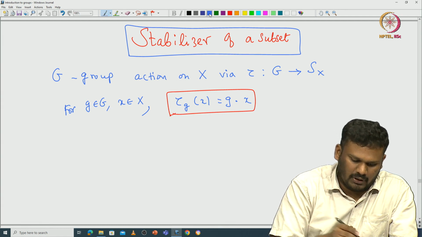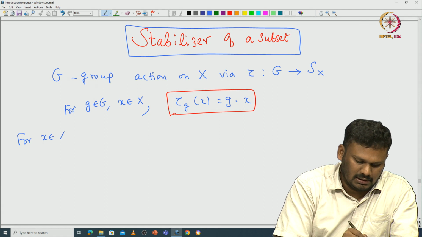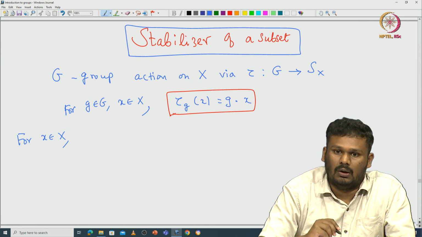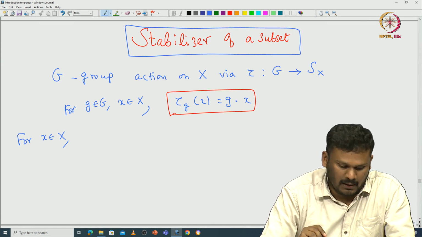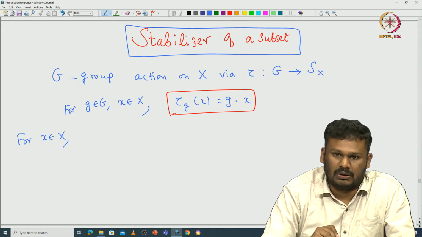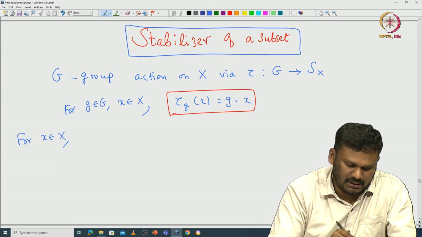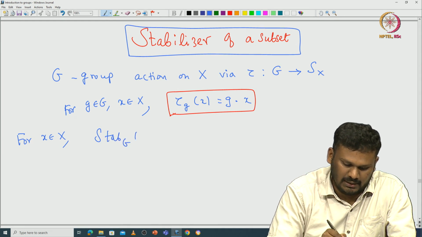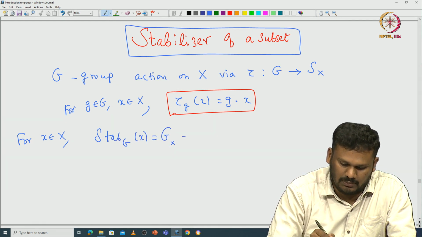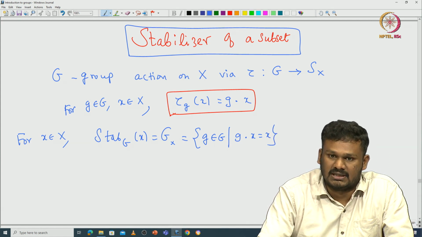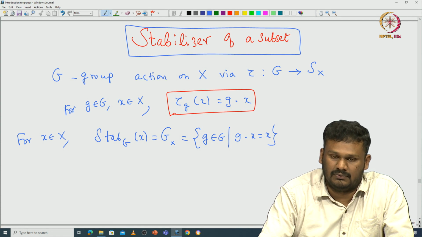Okay. So now for a given element x in X, recall, motivated from the study of orbits, to count the number of elements in the orbit, we have seen that the stabilizer of this particular element actually plays an important role. So motivated from that, we define the stabilizer of this element x, which we also denote by G_x. This is those elements in G such that g dot x equal to x. So those elements of G that fix this x are called the stabilizer.